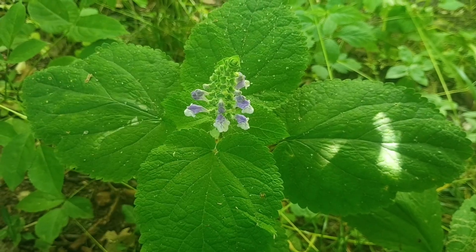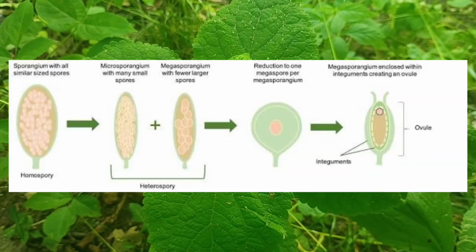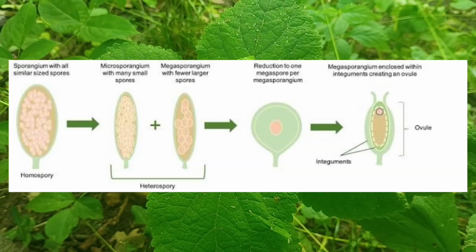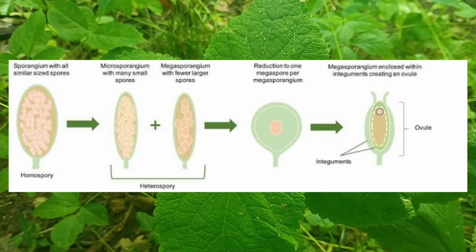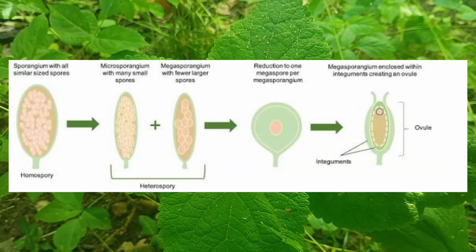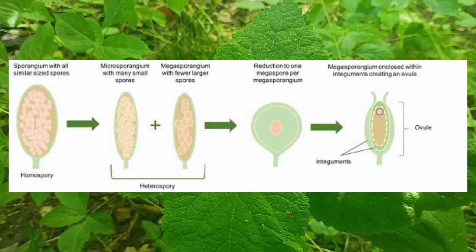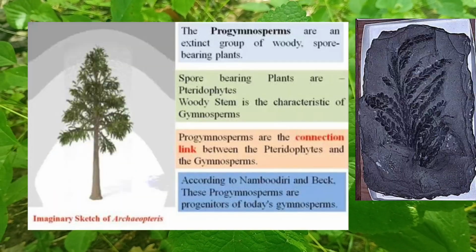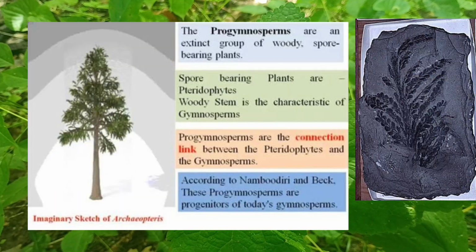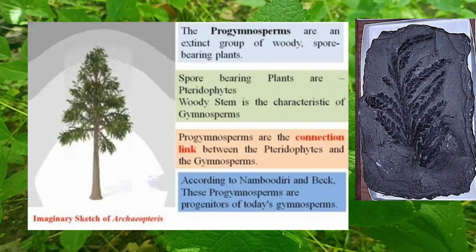So then, how did seeds get here? Well, early plants, like ferns, produced spores, and those spores formed sporangia on leaves. And around 390 million years ago, there were progymnosperms, a transitional group. They produced two types of sporangia, small spores and large spores.